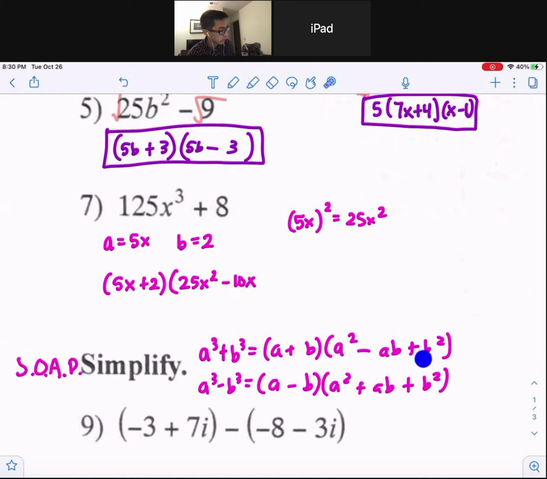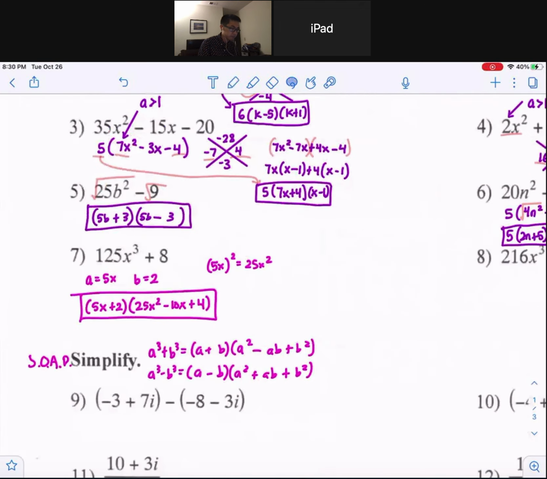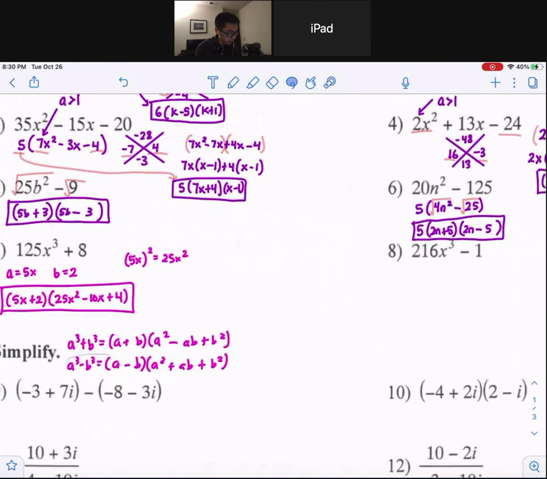And what's our B value? What's B squared? 2 to the second power, which is just going to be 4. And there's your factor. Number 8, I'm going to drag this one along with us.